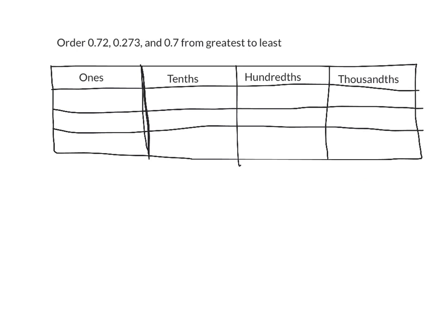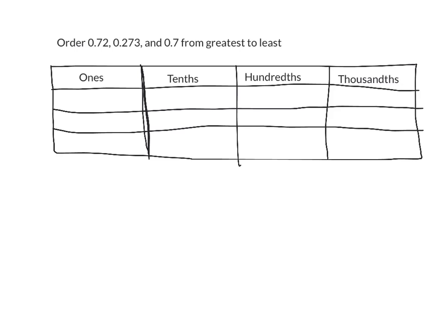We're going to use the same process that we used in the last example to help us order these three numbers from greatest to least. It's very important that when you're reading the problem, you read carefully to tell whether you're trying to order them from least to greatest or greatest to least. So we'll start by filling out our place value chart.